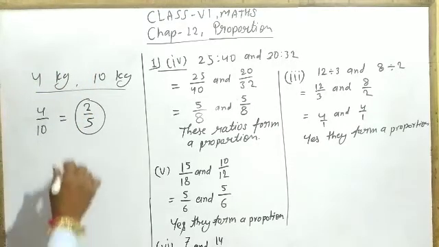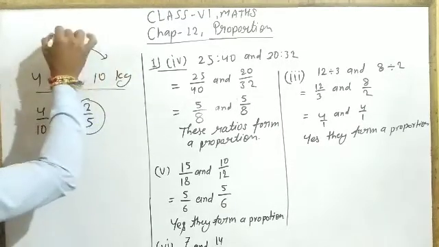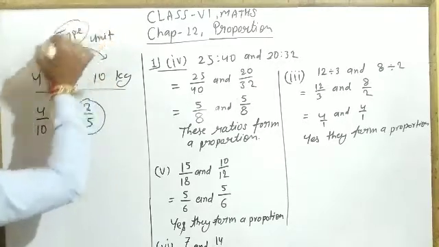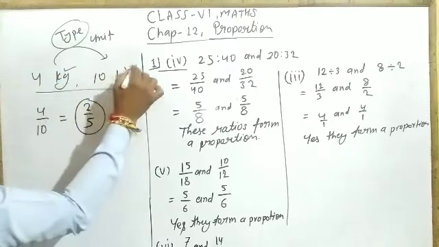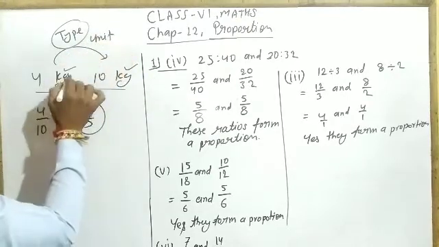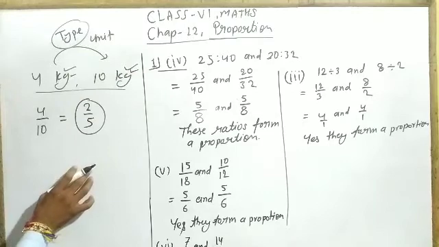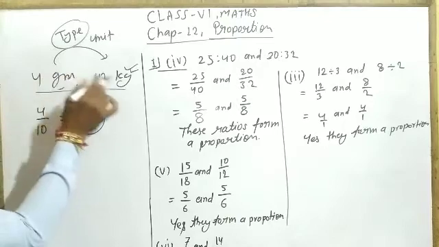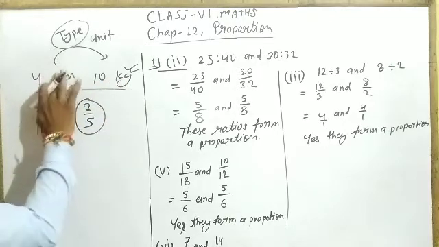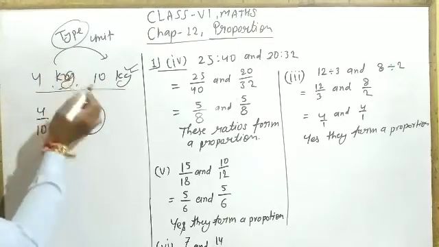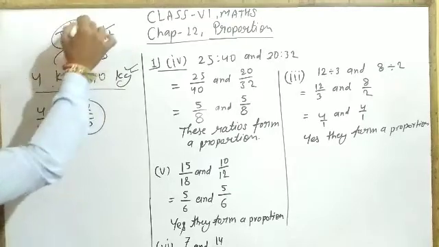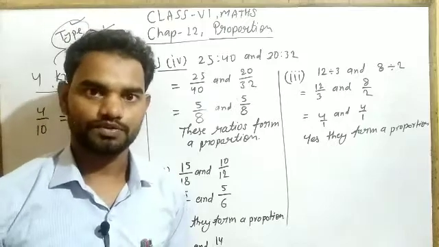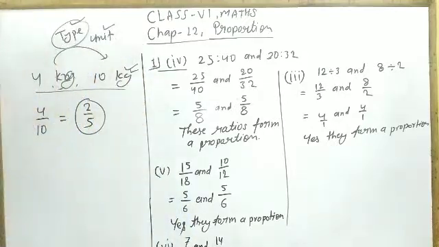But the condition is that both the quantities should be of the same type and the same unit. Same type means this is the weight, this is also the weight. Its unit is kilogram and its unit is also kilogram. It cannot happen that this is gram and this is kilogram. So both units should be the same, and they should be of the same type. Then these two quantities can form the ratio. Okay, this is the definition of ratio.